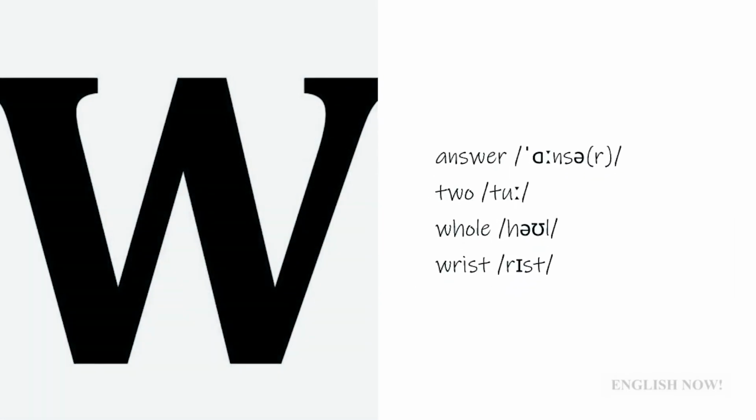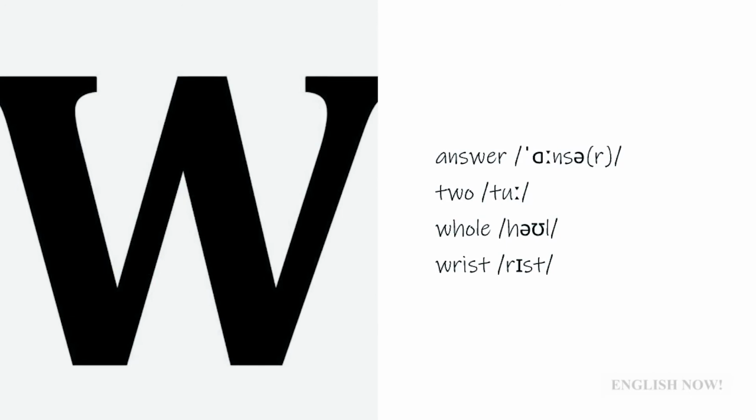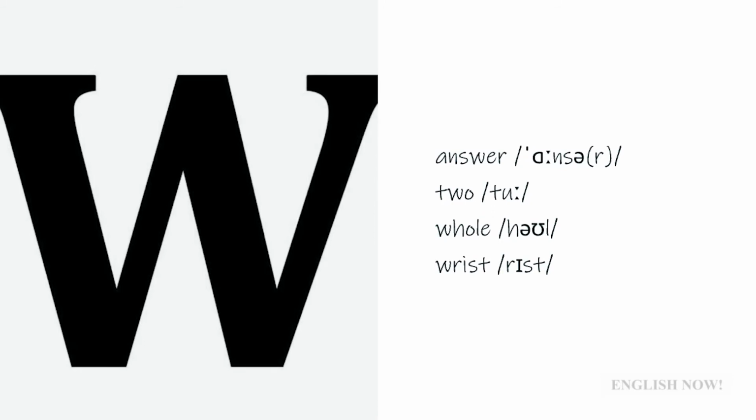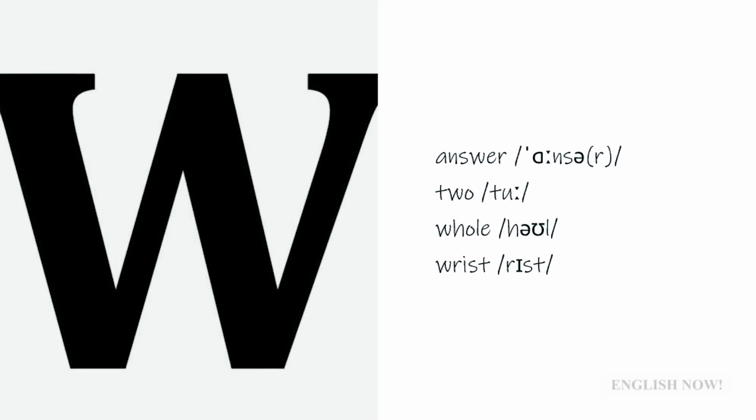And finally the letter W. Answer, two, hole, wrist. There are other examples of words with these letters being silent.